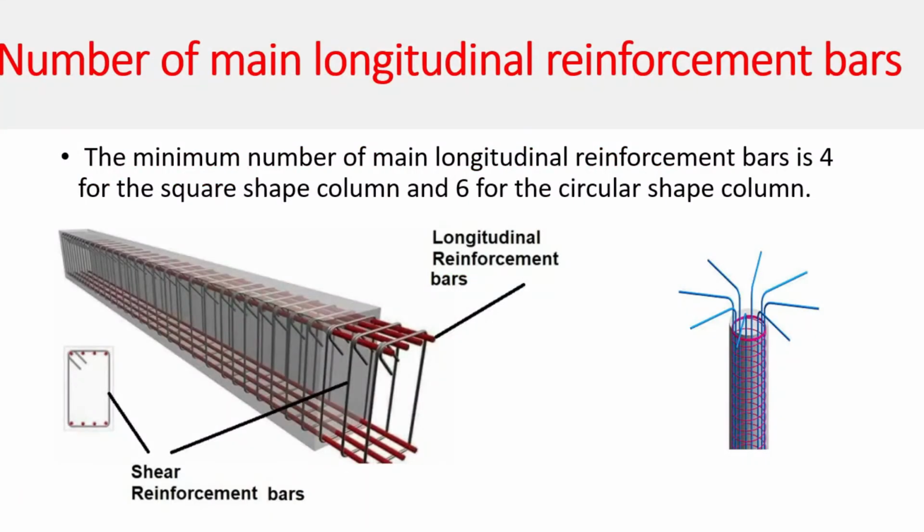The third one is the number of longitudinal reinforcement bars. The number of longitudinal reinforcement bars depends on the shape of the column. If you are going to select a rectangular column, then you should select at least a minimum of 4 bars for that column. On the other hand, for a circular column, there must be 6 longitudinal reinforcements in order to support the steel and the reinforcements, specifically lateral reinforcements.